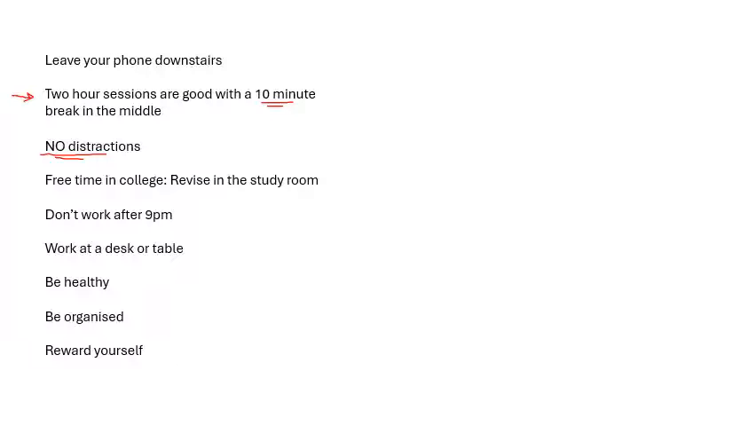If you've got free time in college, if you've got a free period, if the bus doesn't come for another hour, what do you do? Do you sit in the common room and have a chat with your mates? Excuse me. No, get in the study room. Get some studying done for an hour.